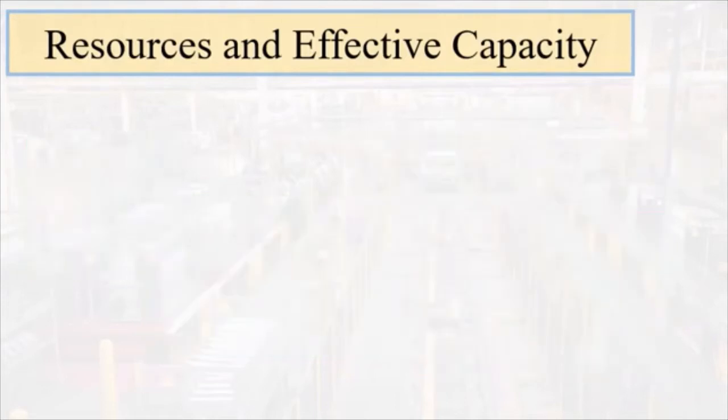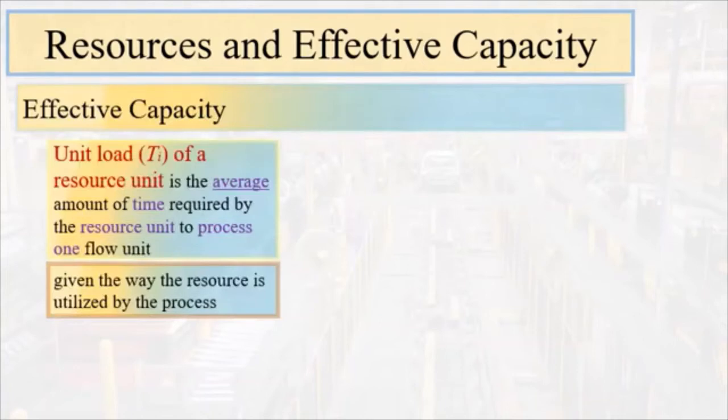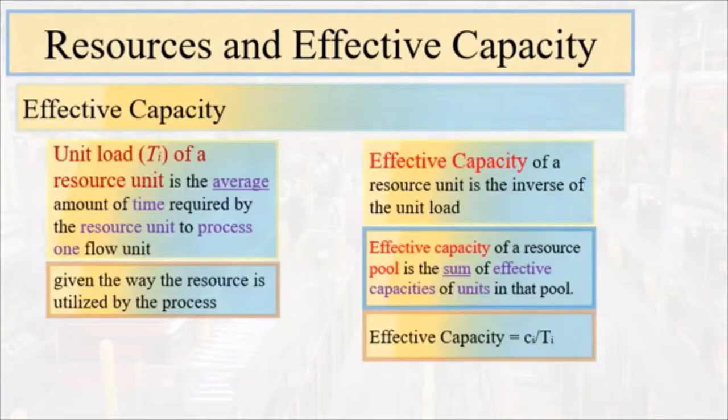Now let's look at the equation for effective capacity. The first thing we need to look at is what a unit load is. Unit load is basically how long it takes to process one unit by a resource unit. A resource unit, you could think of it as an employee, a laborer, a specialist. Sometimes it could be a machine. So basically, unit load is how long it takes to process one unit. In the service industry, how long does it take to service one customer?